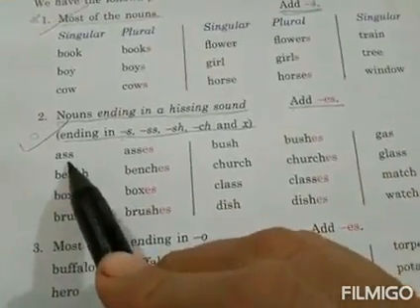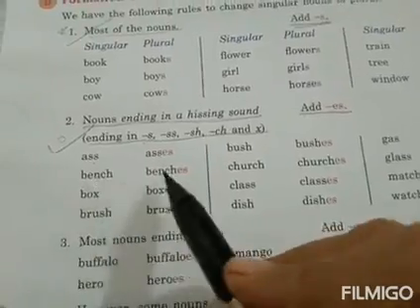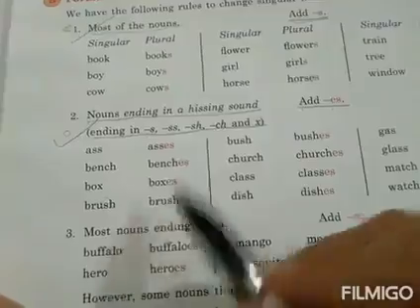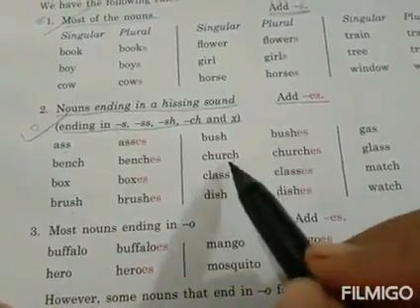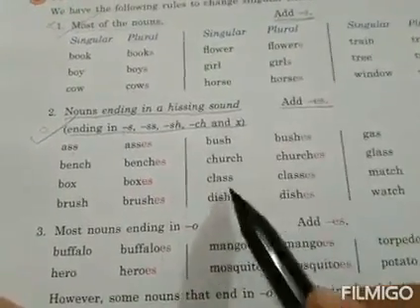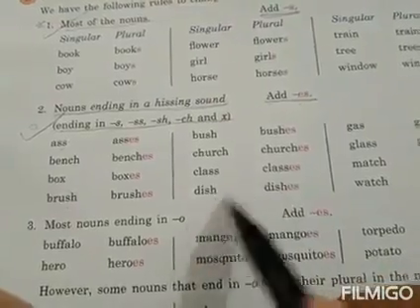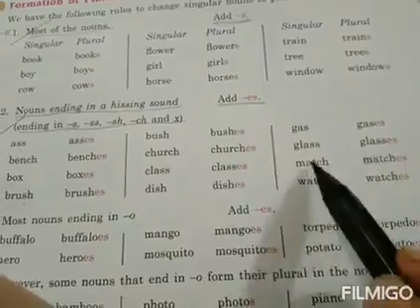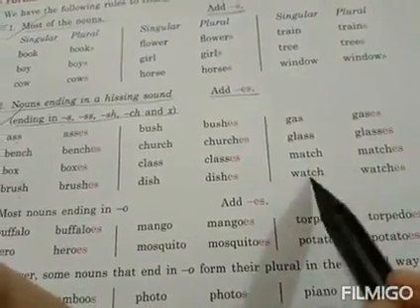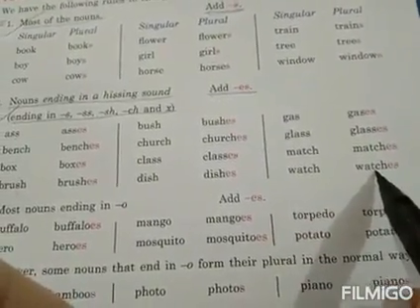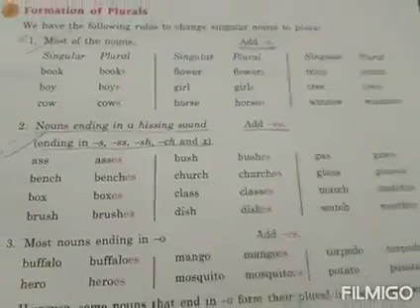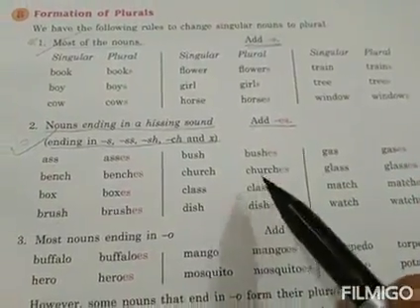For example, ass, asses, bench, benches, box, boxes, brush, brushes, bush, bushes, church, churches, class, classes, dish, dishes, gas, gases, glass, glasses, match, matches, watch, watches, right? So these are all words which give you hissing sound at the end of the word. So we add ES to such words. This is the second rule.